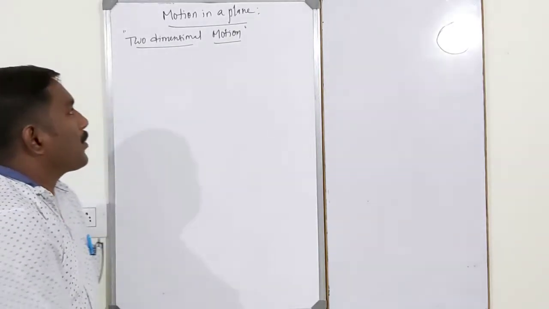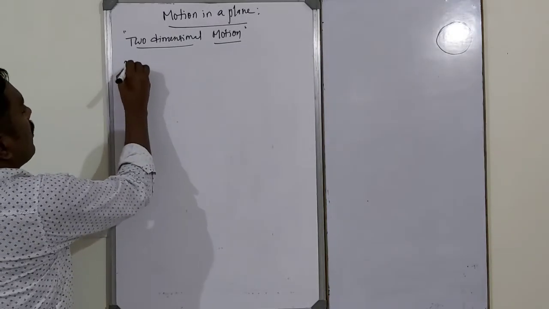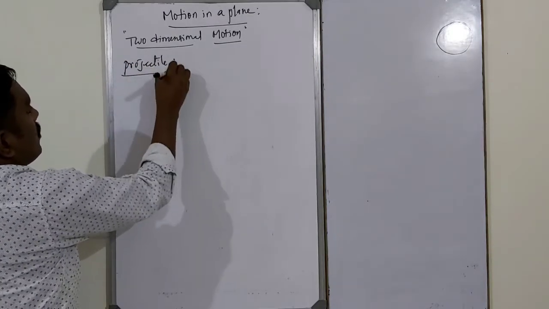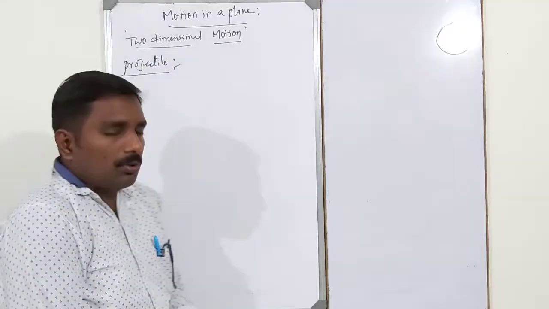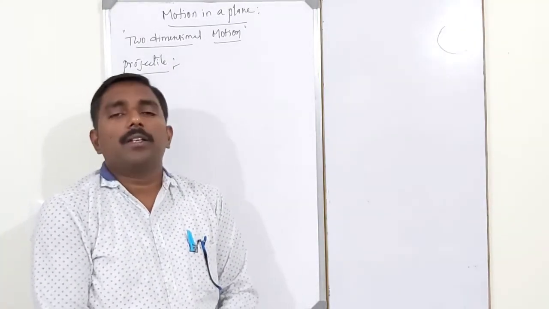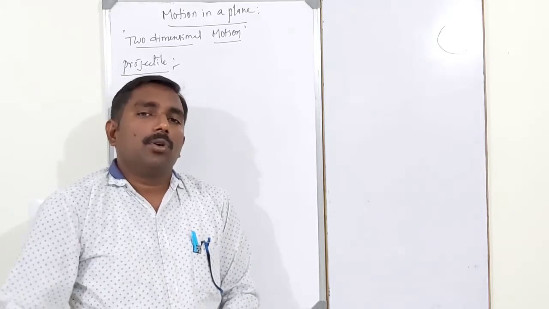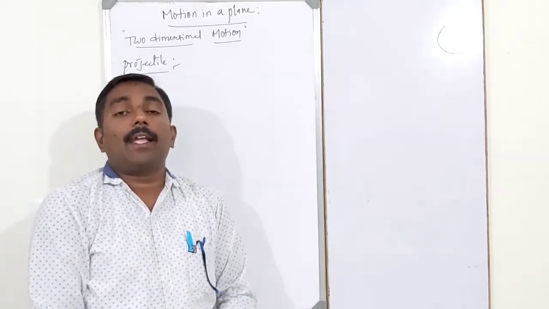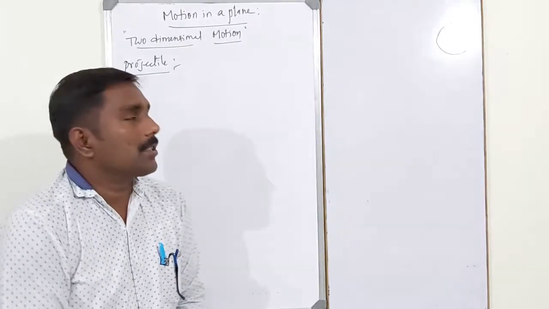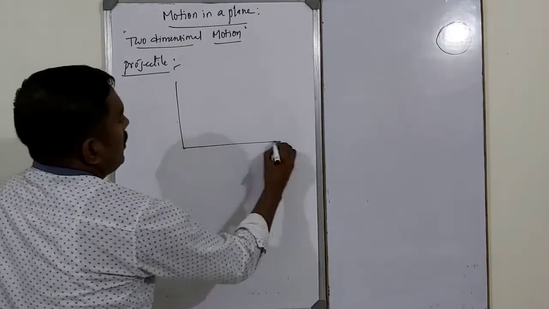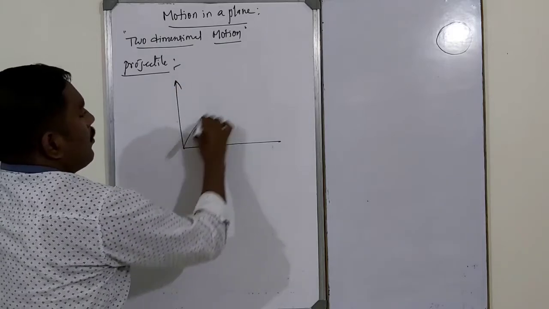So what is meant by projectile? Projectile means an object thrown into space at an angle with the horizontal. Like this. See, dear students, this is projectile motion.